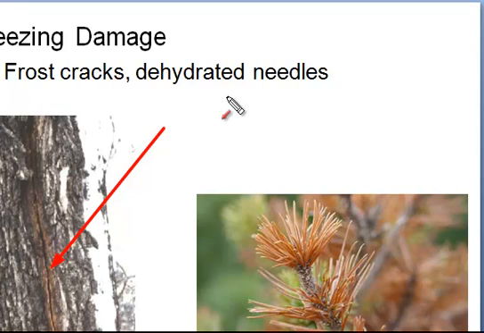Or you can have dehydrated needles, as shown here, and they dry out. This is particularly so when it suddenly warms up in the middle of the winter, and they desiccate because of this warming up. So that's another disturbance and damage to a tree.